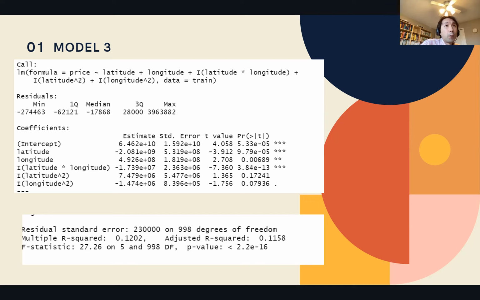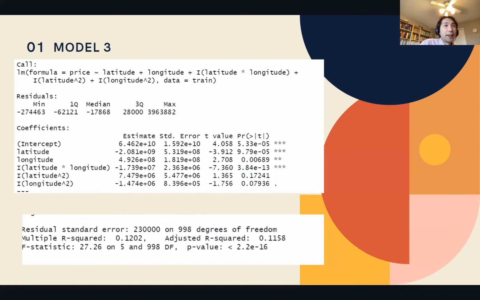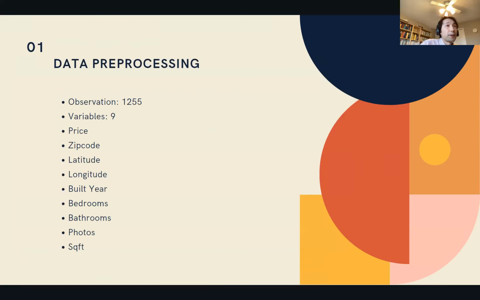And I think in model 3, you can see that the latitude-longitude interaction term is highly significant. The other 2 may not be highly significant, but somewhat marginal, like 0.07, marginally significant. And what's the sample size? 1,000? 1,255. Okay, yeah. Then I think possibly it improves the model a little bit. And if you do a fair comparison, I think model 3 has slightly better test performance. So that is my guess.